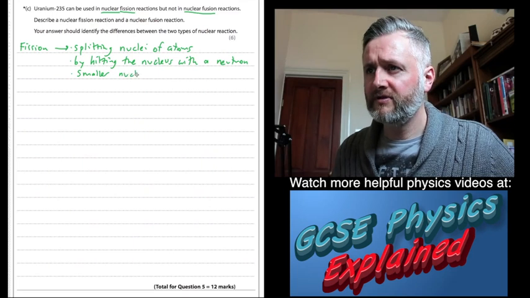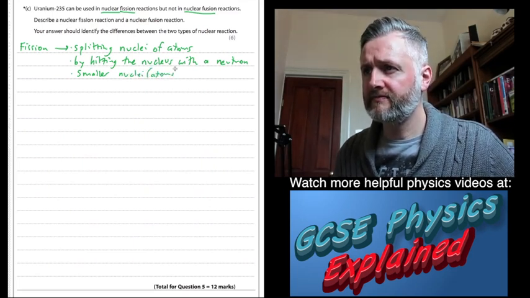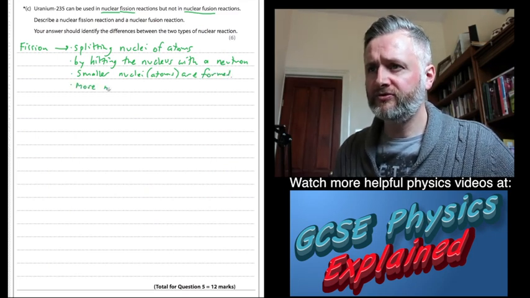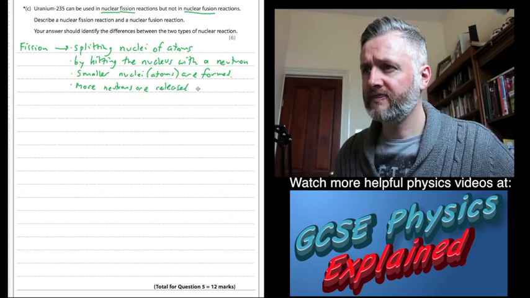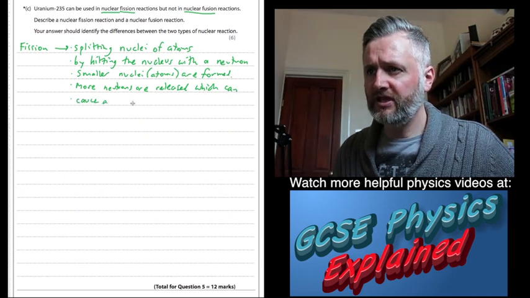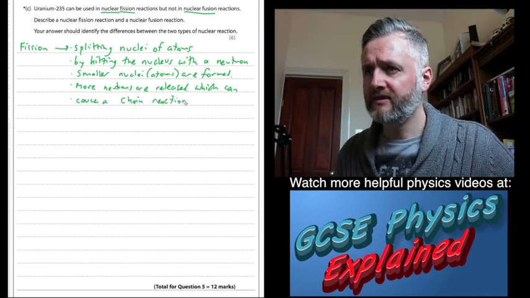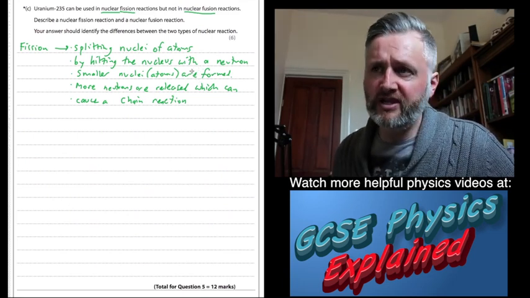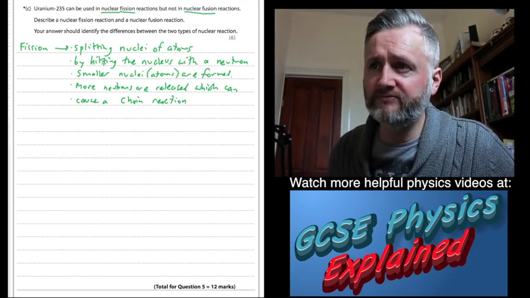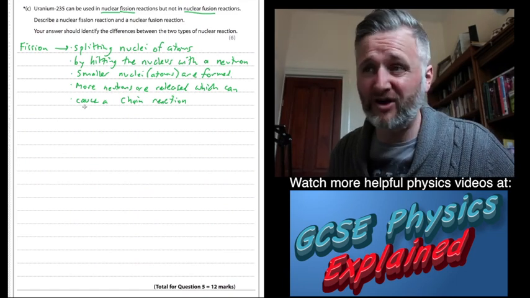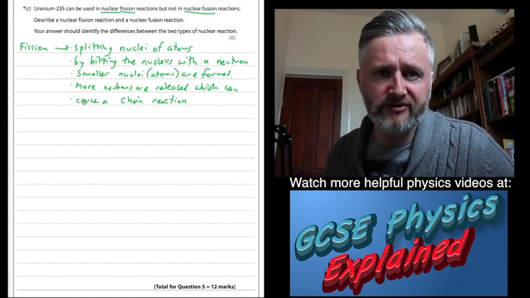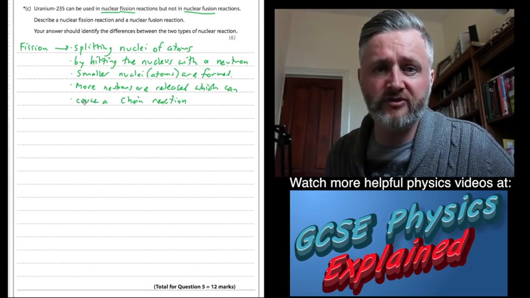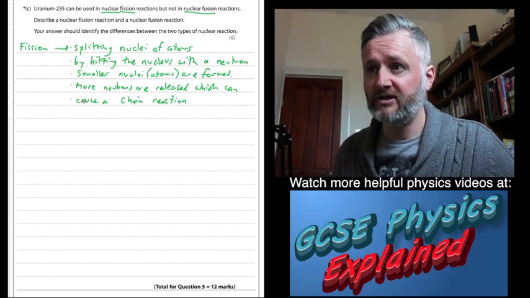Smaller nuclei are formed. More neutrons are released, which can cause a chain reaction. Now I'm using this as an opportunity to recap fission generally. I would say 1, 2, 3, 4, 5. I got 5 marks for that, but I'm probably only going to get 3 marks for it because I need to get my other 3 marks from describing the nuclear fusion.